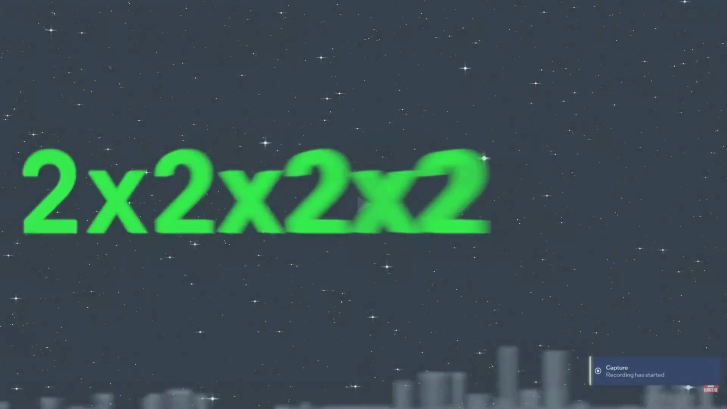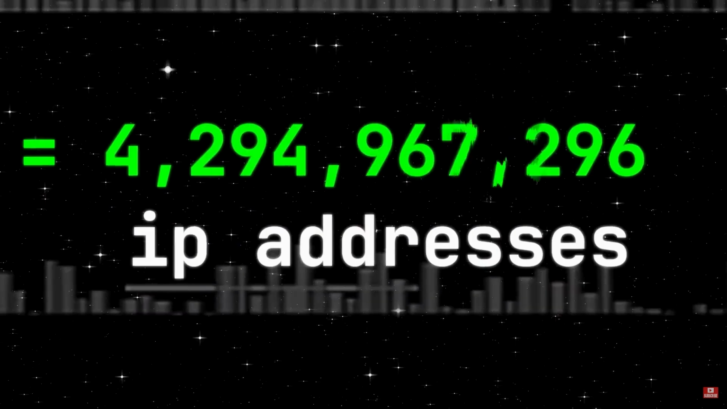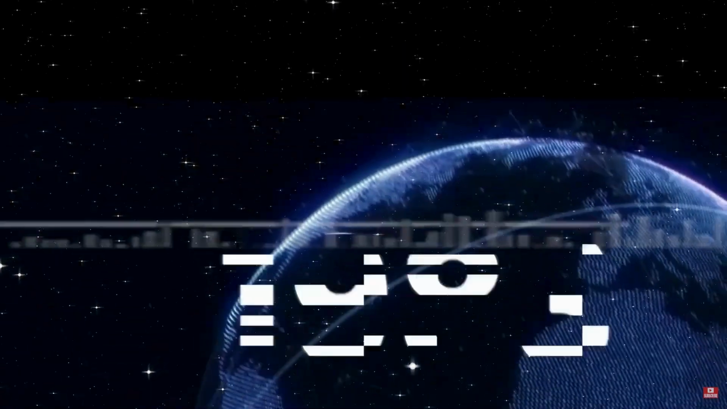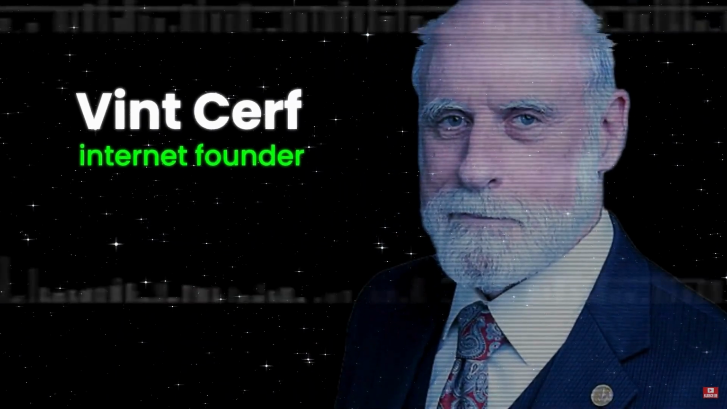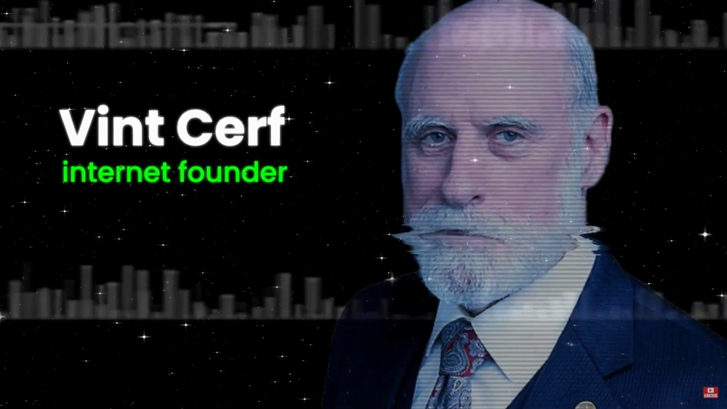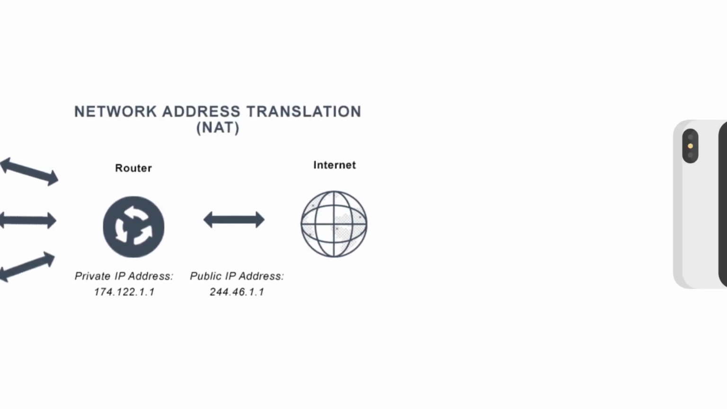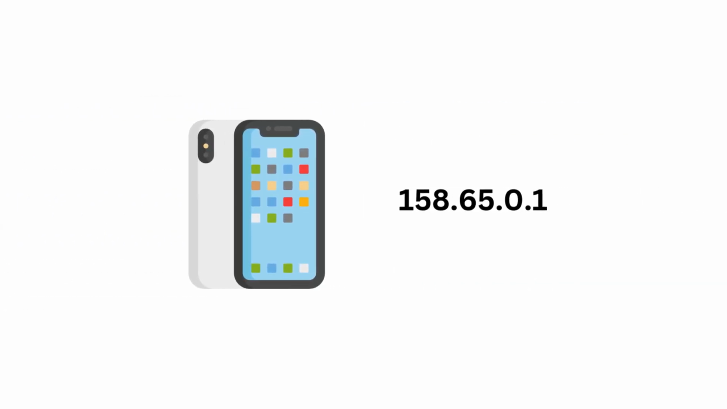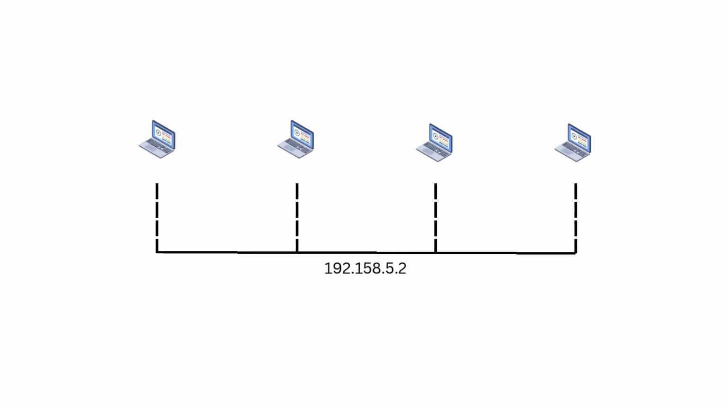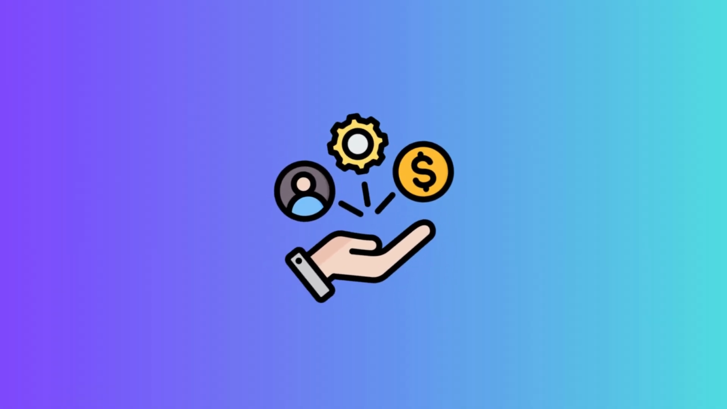Let me explain. When IPv4 was created, engineers designed 4 billion unique public IPs. At the time, it seemed like more than enough. Fast forward to today, with billions of devices online, it's clear they underestimated the internet's growth. NAT was developed to extend the life of IPv4. Instead of giving each device its own public IP, NAT allows multiple devices to share one public IP. This saves resources and reduces costs.